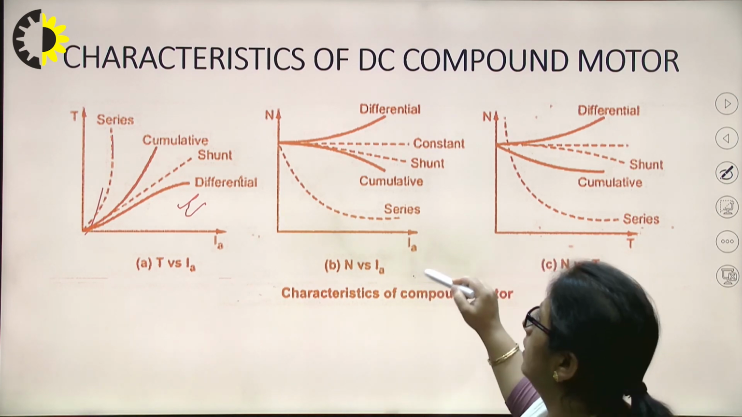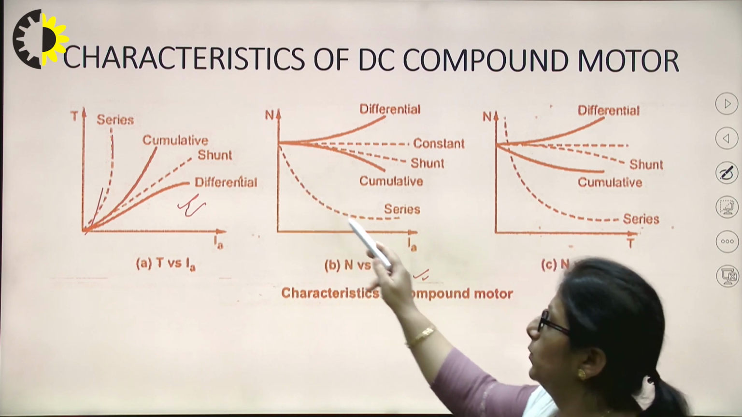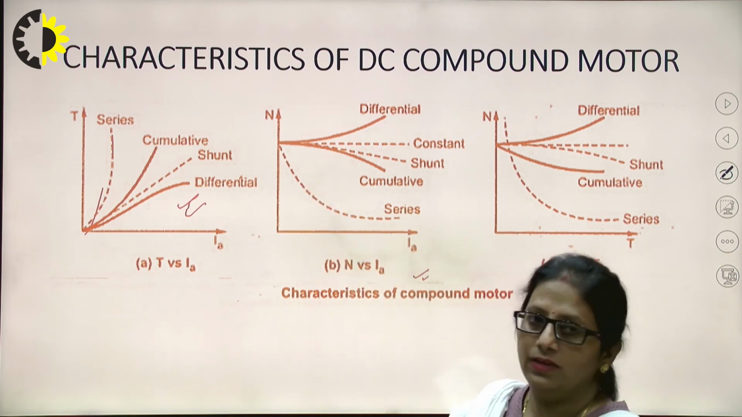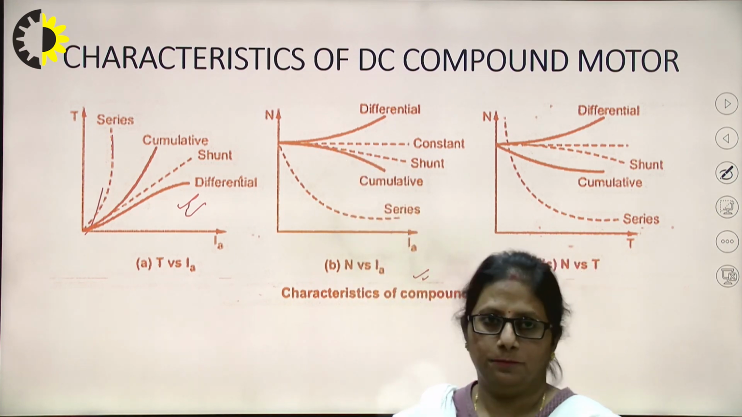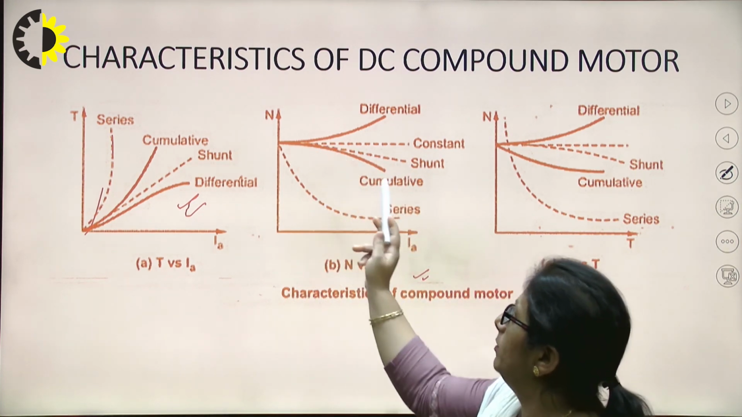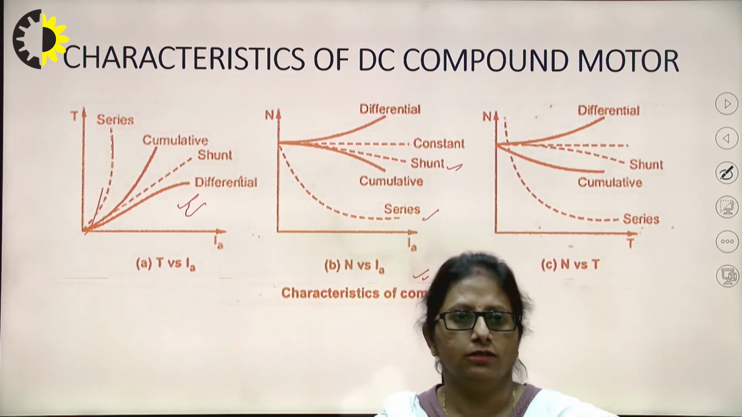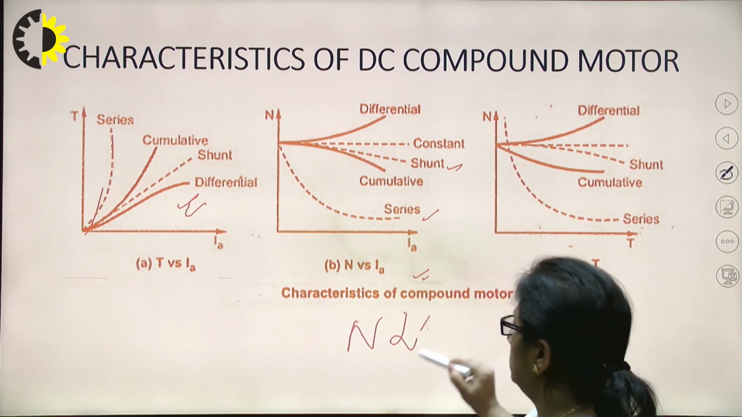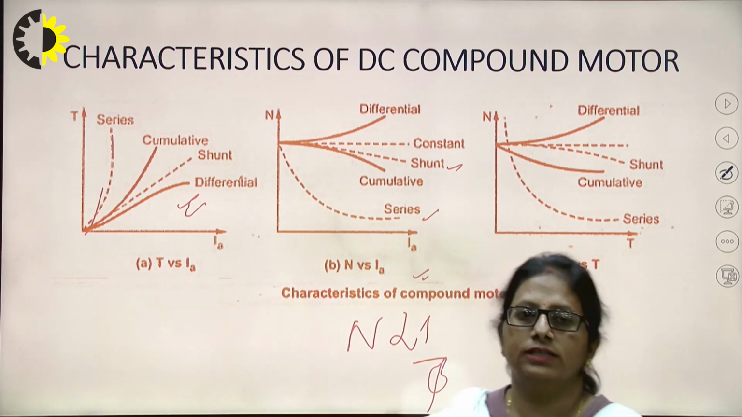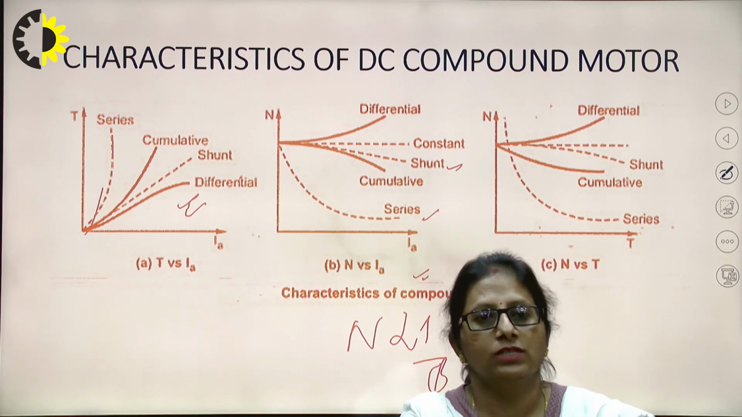In the second plot, we can see this is the constant baseline. For the series, it is inversely proportional, dotted. For the shunt, it has a small drooping characteristic. We have seen that the cumulative, once again, will lie between the shunt and the series. For the differential, the speed is inversely proportional to the flux, and in a differential motor the flux is never increasing. The flux is decreasing in any case, so the speed would be increasing.